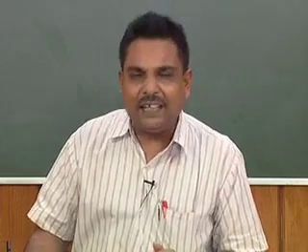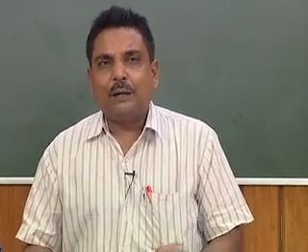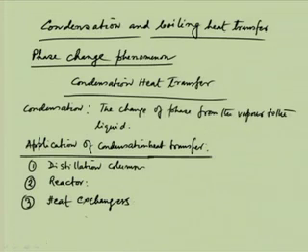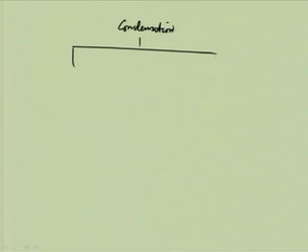Okay. So, these are the typical examples of condensation operations, and it is widely used, and it has a lot of practical and industrial applications. Now, when we try to see how this condensation takes place, if we try to classify condensation, we can classify it first into two parts. First one, homogeneous condensation, and another one, surface condensation.